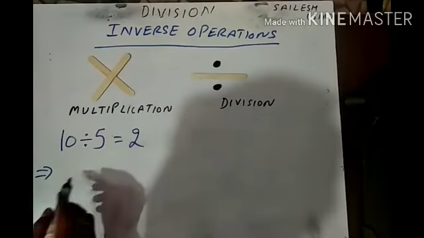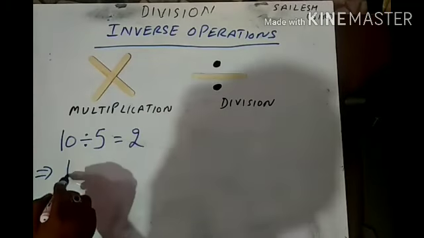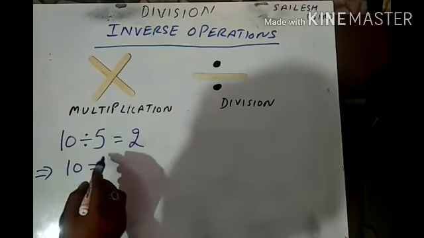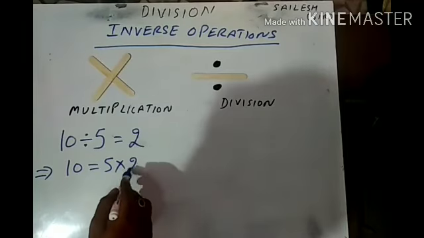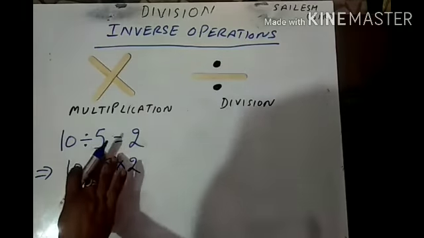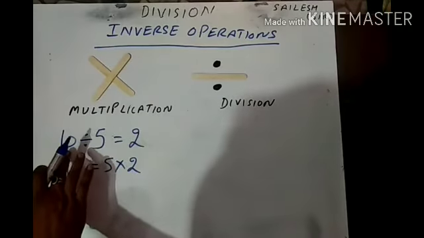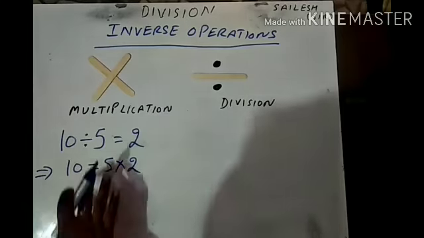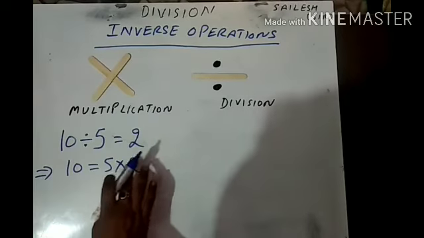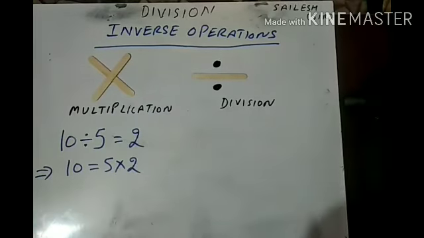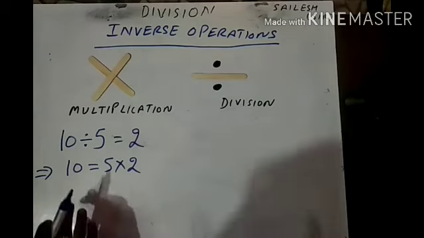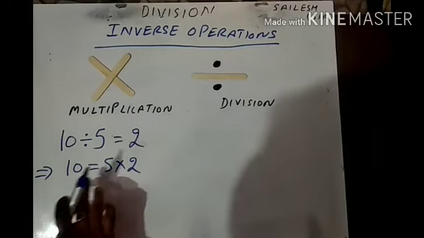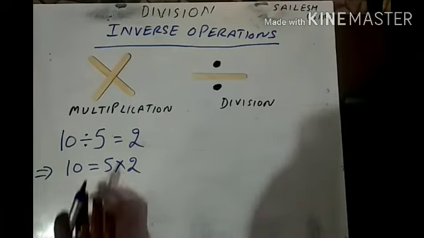As we have done earlier, we can write 10 is equal to 5 multiplied by 2. If 5 divides 10 into 2 parts, then if 5 is multiplied with 2, it is equal to 10. So we can see here that multiplication is the inverse of division.